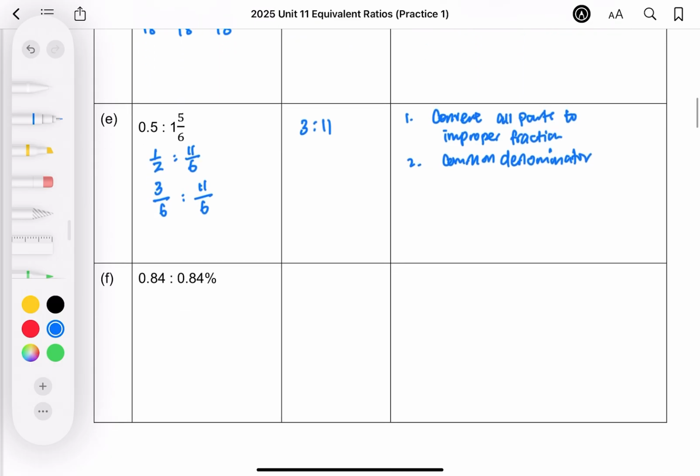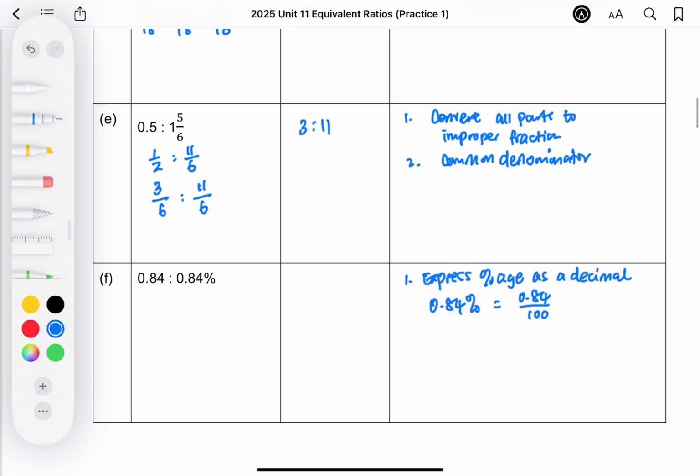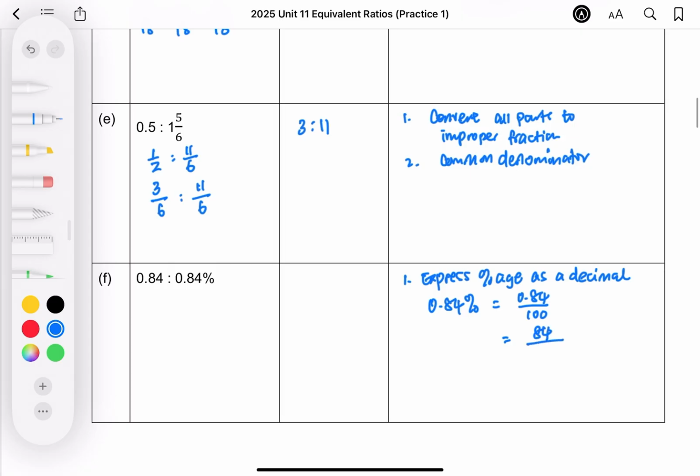Now, the last part here, we have a mix of a decimal and a percentage. So first of all, we express the percentage as a decimal first. So let's recall, 0.84% is the same as 0.84 over 100 when I convert it into a decimal. And if you look at this, let's change the numerator into an integer, then we have this. And of course, if you want to change it to a decimal, again, you can also get this.